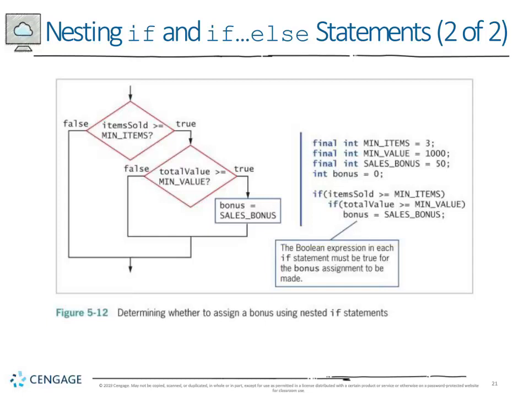In this example, if items sold is greater than or equal to minimum items, and if it is true, then we have another if statement. If total value is greater than or equal to minimum value, then we execute the bonus. We assign the sales bonus to the bonus. The if statement is inside another if statement.